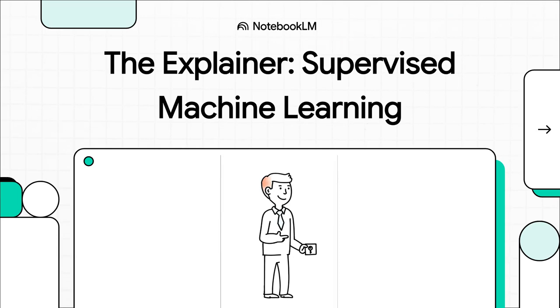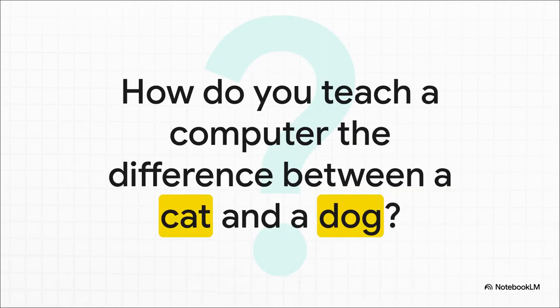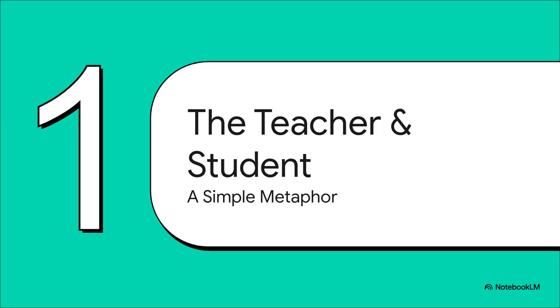All right, today we're going to tackle one of the most important ideas in all of artificial intelligence, supervised machine learning. So let me just ask you something. How would you teach a computer to tell the difference between a cat and a dog? I mean, you can't just tell it one goes meow and the other goes woof. You have to show it. You have to show it thousands, maybe even millions of examples. And that, right there, is the exact problem that supervised learning was built to solve.